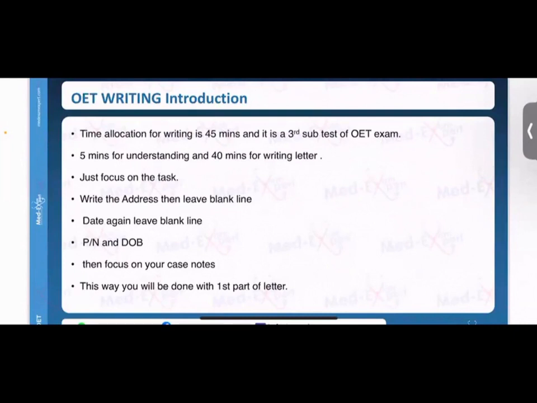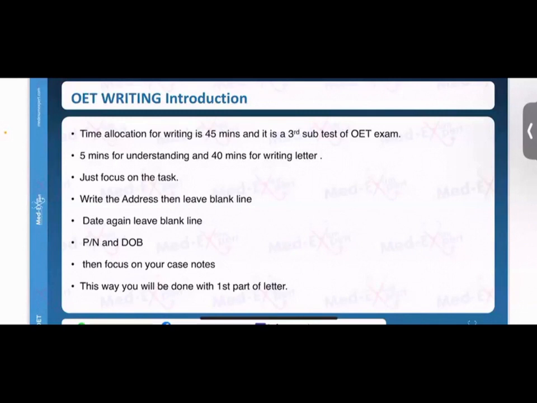This is the very basic ambiguity in a lot of aspirants' minds. They used to ask me in the course as well how many letters we have to write. You only have to write one letter, only one letter. It doesn't matter what the type of the letter is. So the first 5 minutes are for understanding the case notes and the writing instructions.